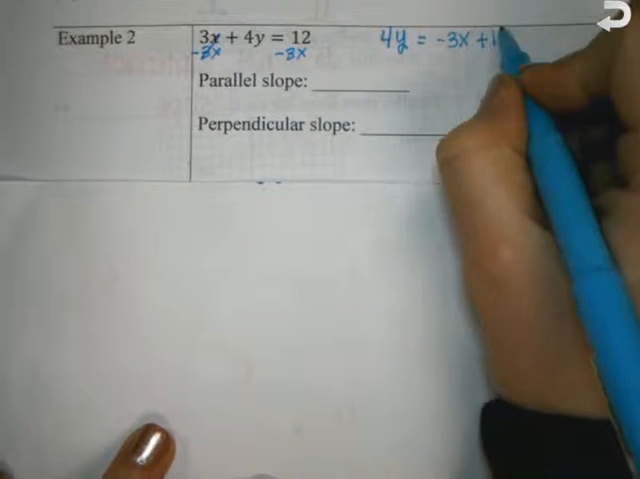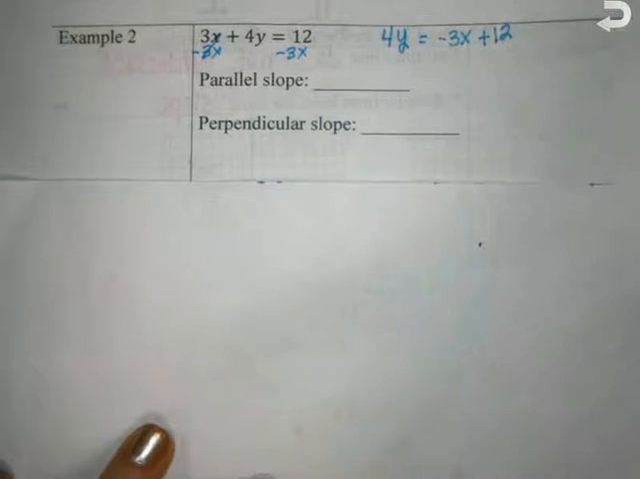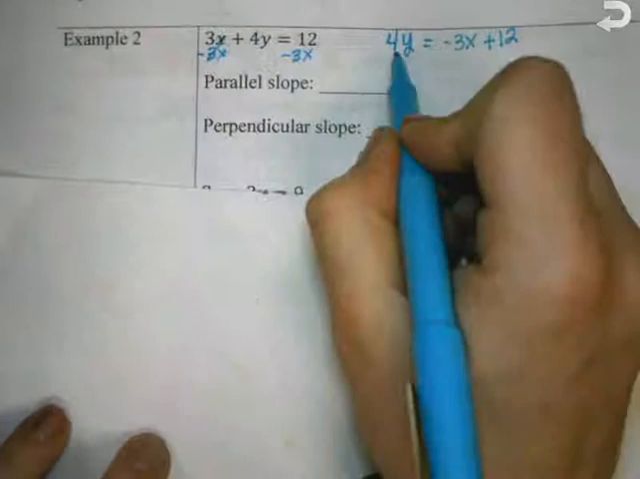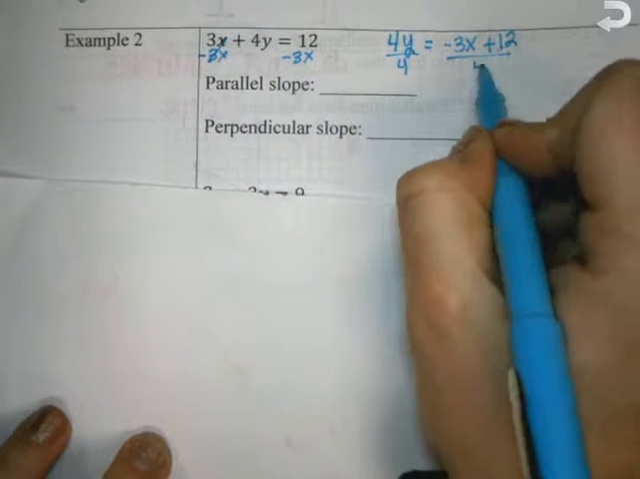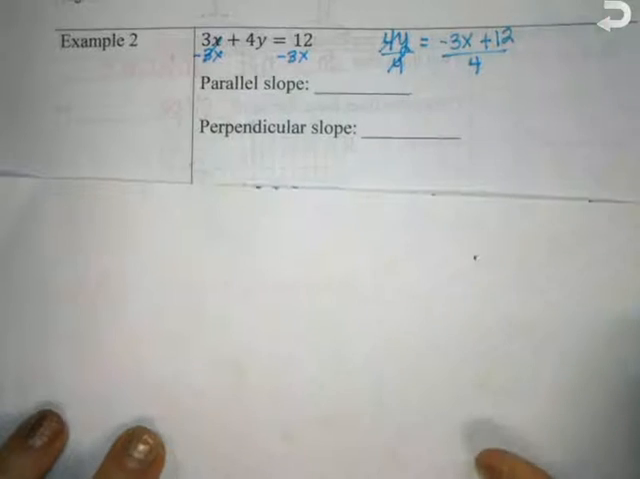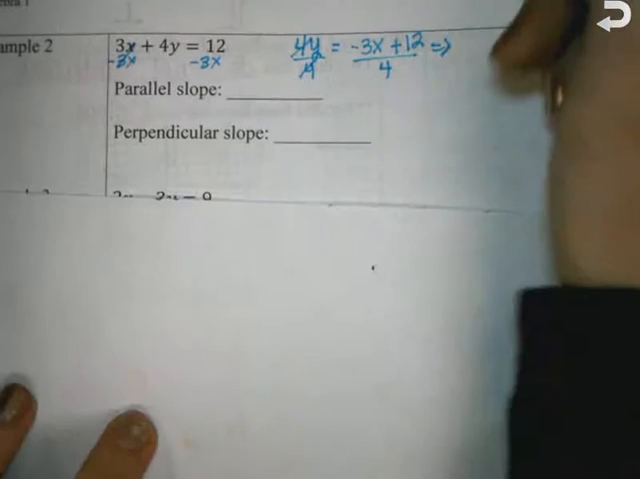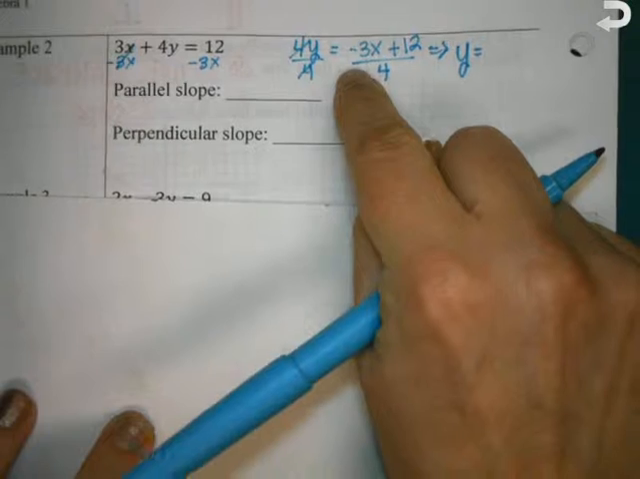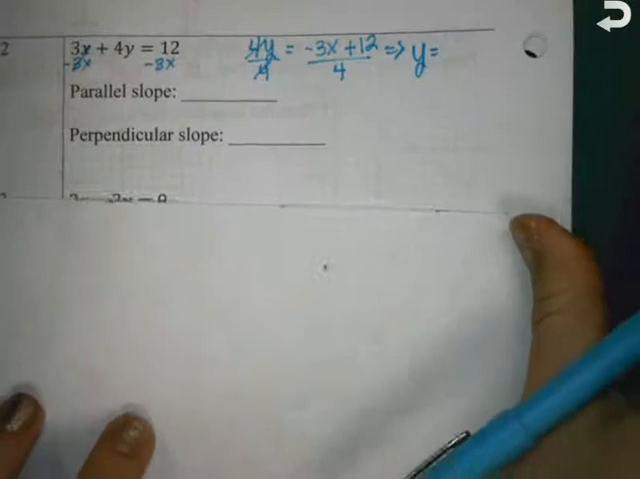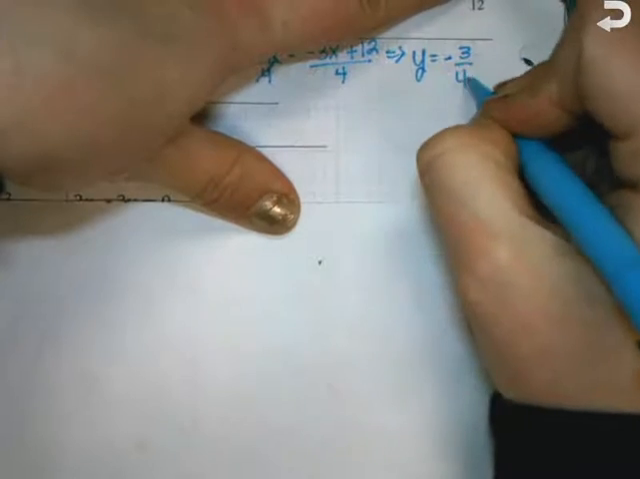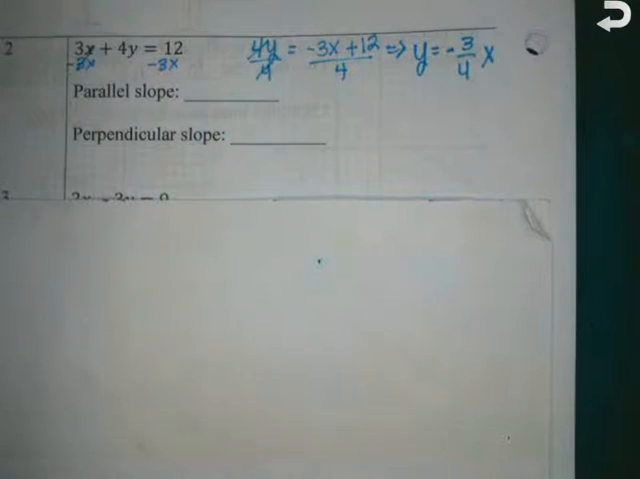Okay? And then I still don't have y by itself, so what do I need to do? Divide by 4. So let's divide the whole thing by 4. So that's going to give me y equals, what's -3x divided by 4? -3/4. So we write -3/4x. 12 divided by 4, plus 3.